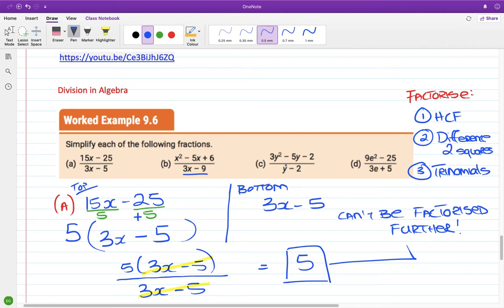I might give you C for homework. I'll see. So C is a trinomial on top there, and the bottom has no factorizing there. So feel free to give that one a go if you want to. I'm going to move on to the last one.